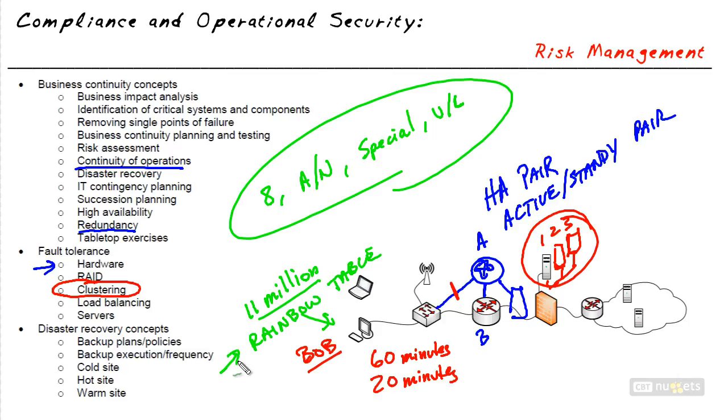So in creating the rainbow table, if one server took 60 minutes to do it, if he sends it out to the cluster he could very likely do it in 20 minutes, because we're grouping multiple servers together to deliver some service to Bob. In this case, he's building a rainbow table and he's leveraging the CPU on all the devices in that cluster.